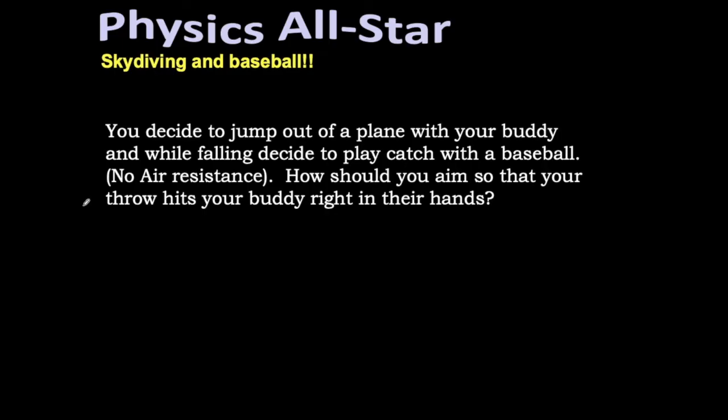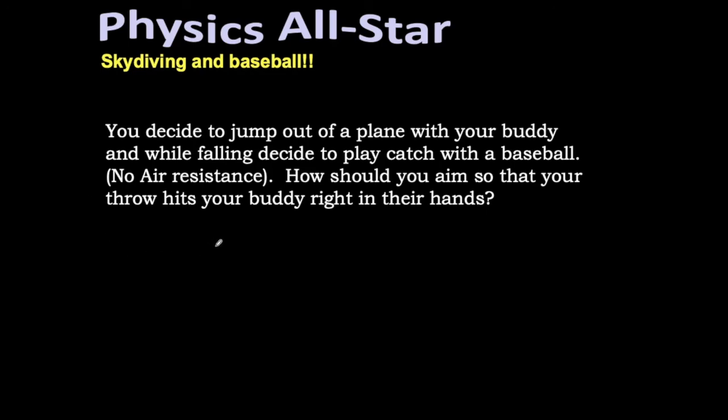One physics all-star question before we go. If you don't feel like being a physics all-star, just go ahead and stop the video. But if you want to be a physics all-star, try this one out. It says, skydiving and baseball, and I probably say don't try this at home. It says you decide to jump out of a plane with your buddy, and while falling, decide to play catch with a baseball. And we'll say there's no air resistance because it makes the problem easier. Imagine you're falling, you're looking across to your buddy, you're both falling. Obviously, you're wearing parachutes, so this is safe. How should you aim so that your throw hits your buddy right in their hands?